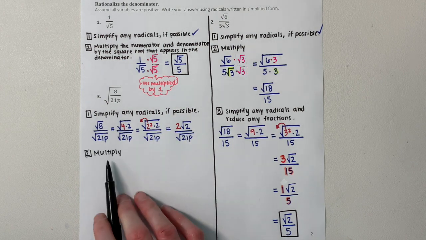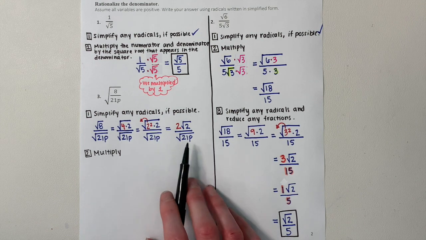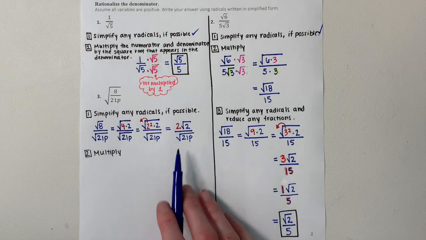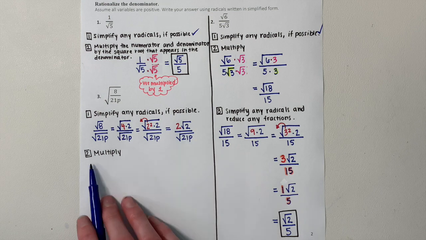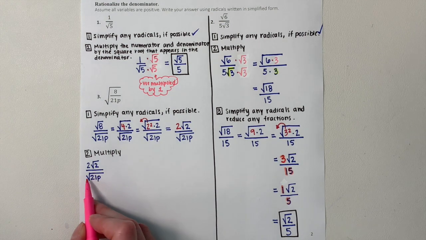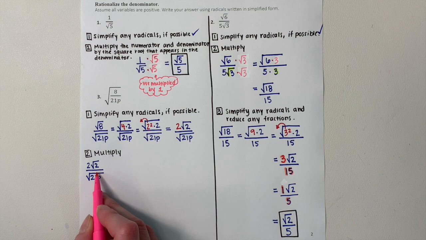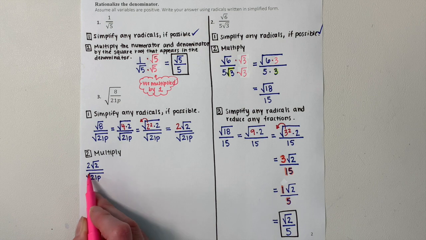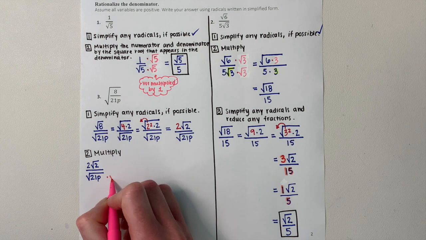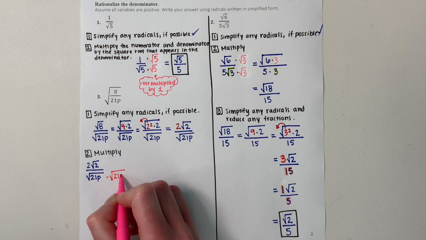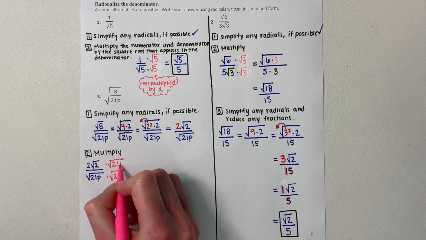Step 2, we're going to multiply to get rid of this square root in the denominator. I'm going to start by copying this exact expression over here. To rationalize this denominator, in other words, to get rid of this square root in the denominator, we multiply the numerator and denominator by this exact square root that we see in the denominator. So we're going to multiply the numerator and the denominator by the square root of 21p.